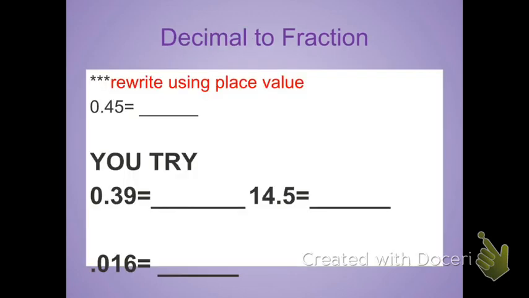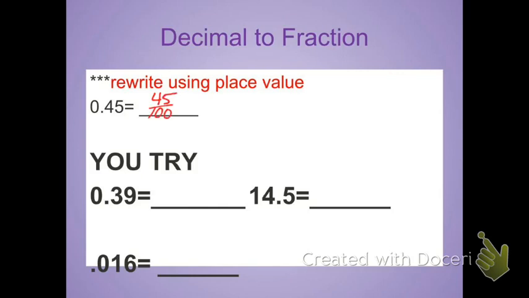All right, so the next one is going from a decimal to a fraction. Now, this is not one that we have spent very much time on except for yesterday. So it says rewrite using place value. That means read it the official way and then write it that way. So this number right here is 0.45, but if we read it the official way, it's 45 hundredths, just like we were talking about yesterday. So we put 45 over 100.